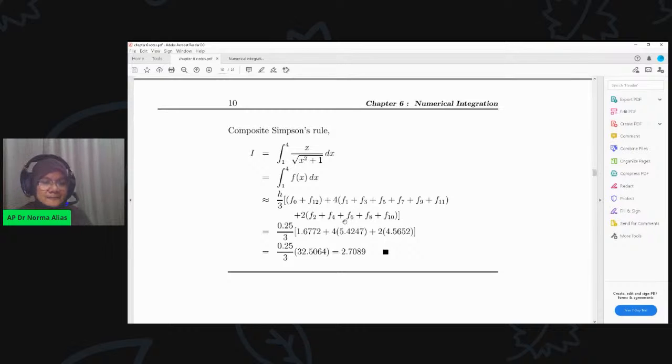All right, so now the answer: when you put h = 0.25 divided by 3, F0 plus F12 is 1.6772, the odd value is 5.4247, plus 2 times the even values, you can get the answer 2.070889. You can compare with the basic composite trapezoidal rule and then the exact solution. You can find that the composite is much better compared to Simpson's rule.